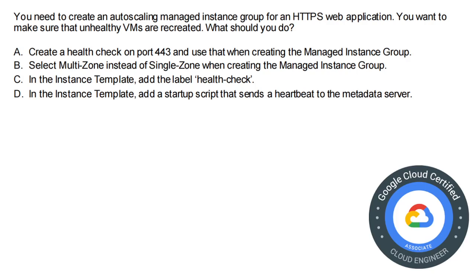Moving on to the next question, you need to create an auto-scaling managed instance group for an HTTPS web application. You want to make sure that unhealthy VMs are recreated. What would you do in that case? So the correct answer for this question is option A. Create a health check on port 443 and use that when creating the managed instance group. So you have to create a health check on port 443.